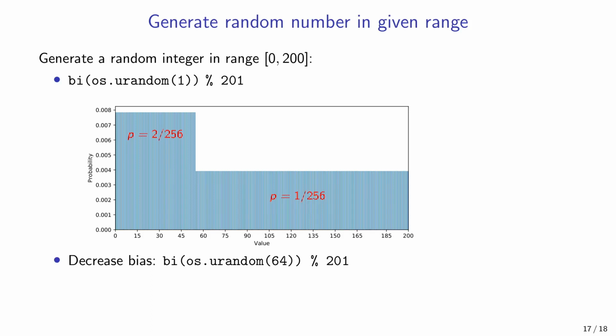One idea how to decrease the bias is to take a larger random value. For example, instead of using a 1 byte value, we can use a 64 byte value. This way, some bias will still be present, but it will be so negligible that it will not be distinguishable in practice. While this hack may work in practice, we should instead use a method that will provide us a completely unbiased distribution.